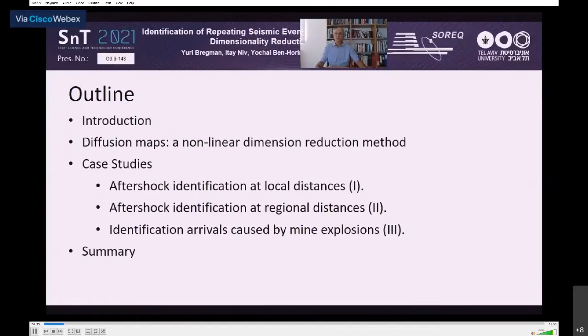Outline. First, I will give some introduction. Then I will explain diffusion maps, which is a nonlinear dimensionality reduction method. And I will present 3 test case studies, including aftershock identification at local and regional distances and identification of arrivals caused by mine explosions.